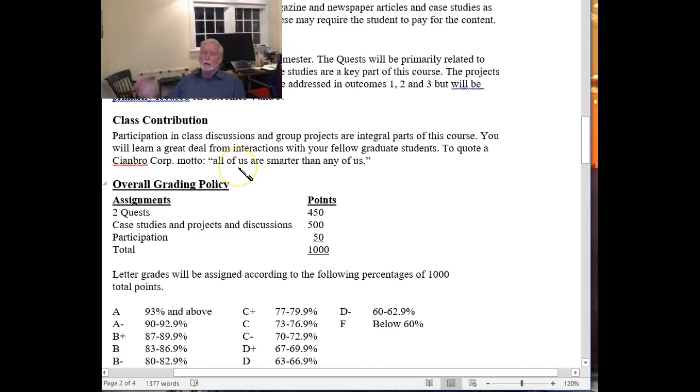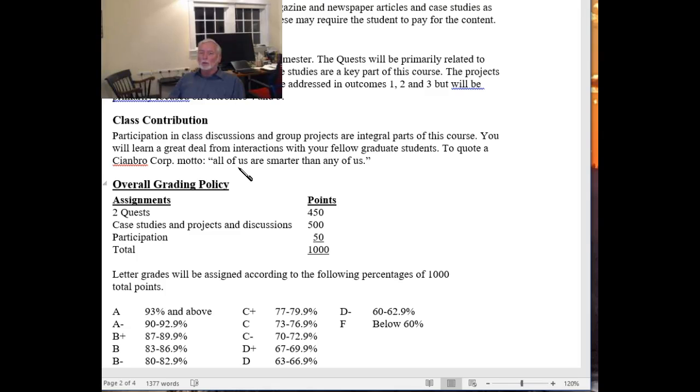Participation is important, and this course will have class discussions, especially revolving around the cases. And there most likely will be at least one group project. So you will have to participate, and if you don't participate, you're not going to succeed in the course, and you will pay a penalty as well in your grades.